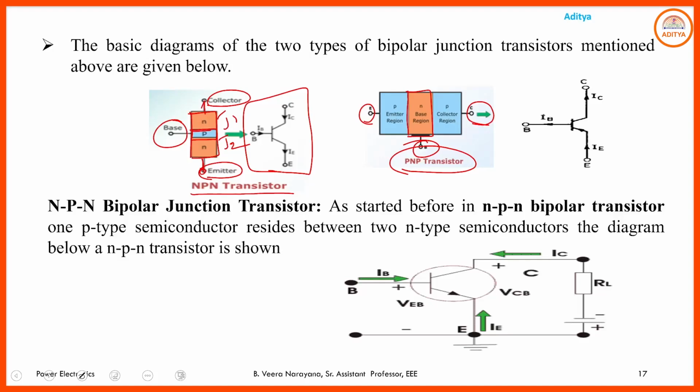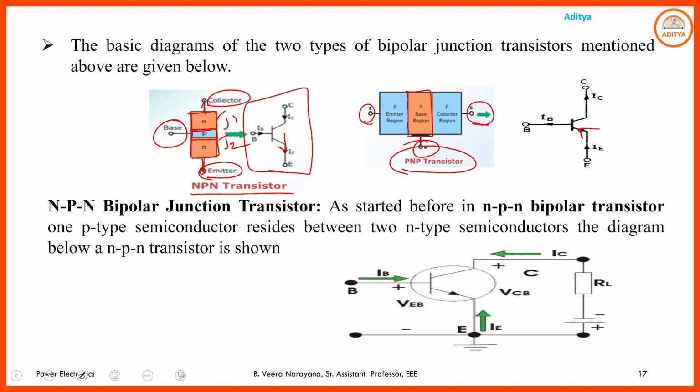Here is the symbolic representation of the NPN transistor. Depending on the arrow direction on the emitter, we identify whether it is an NPN transistor or a PNP transistor. If the current direction is towards the emitter, it is considered an NPN transistor. If the current flow through the emitter is away from the emitter, it is treated as a PNP transistor. In power electronic circuits, we mostly prefer the NPN transistor over the PNP transistor.